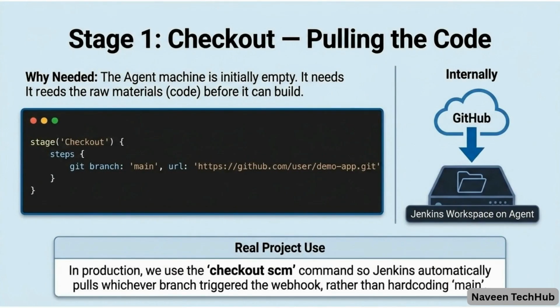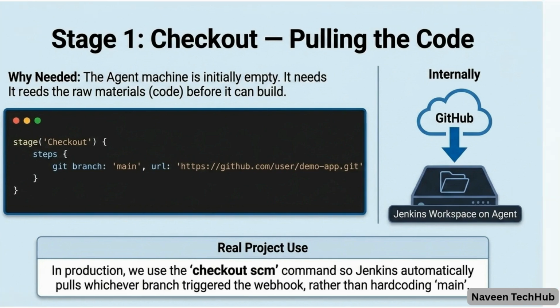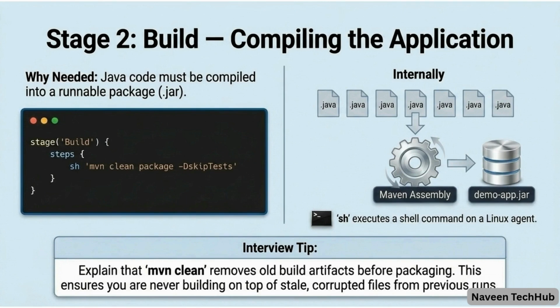Our first real stage is checkout. Remember, a Jenkins agent may begin with an empty workspace. Before Jenkins can compile anything, it needs the actual application code. So this stage pulls the source code from GitHub into the Jenkins workspace. In production projects, checkout SCM is commonly used because it automatically checks out the branch that triggered the pipeline. Once the code is available, Jenkins can build the application.